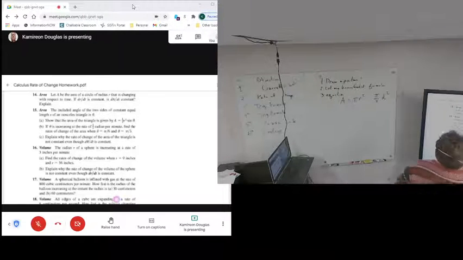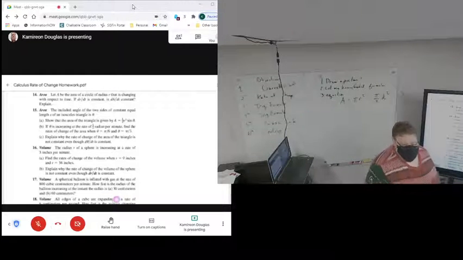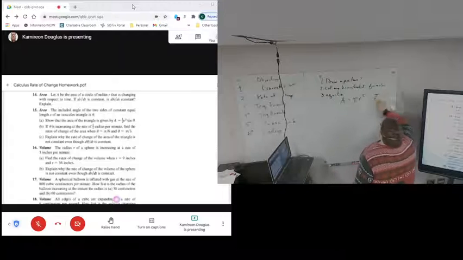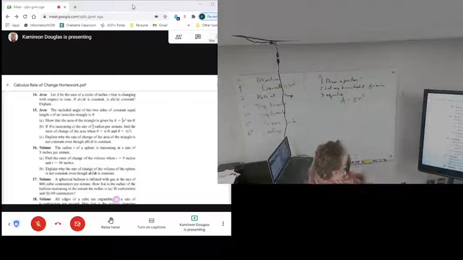Yeah, it talks about dr/dt right here. It says specifically dr/dt, so it mentions a function with respect to r. That's a clue, trying to guide you in the right direction. So, what does it say? It says that A be the area of a circle of radius r that is changing with respect to time.